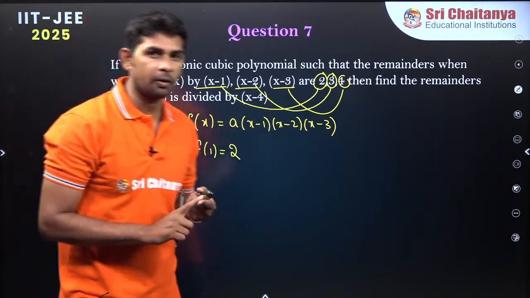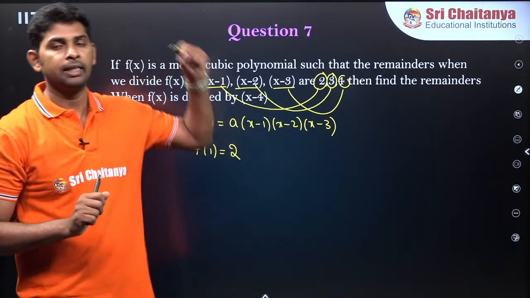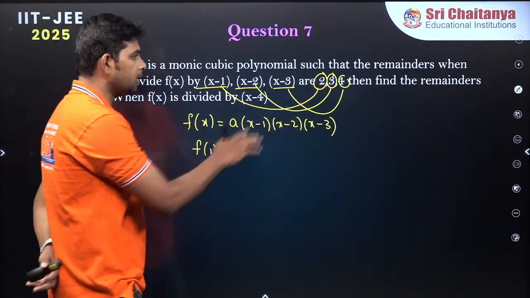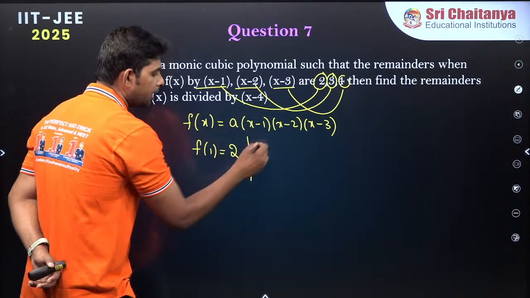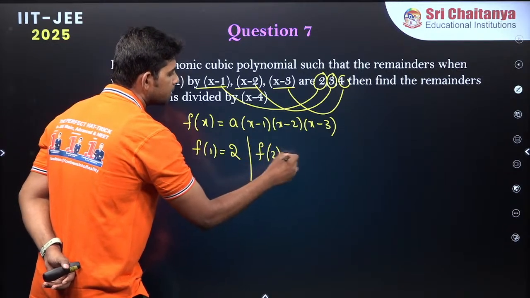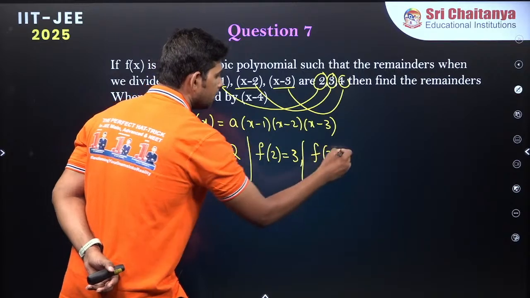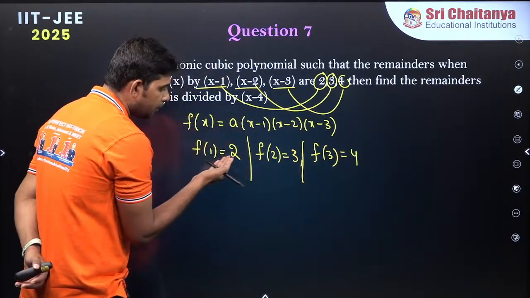What is the remainder when we divide f of x by x minus 1? It is f of 1. F of 1 is given as 2 there, so I am going to substitute 2 here. Then when we take f of 2, that is given as 3, and f of 3 is given as 4. So here 1 is increased.